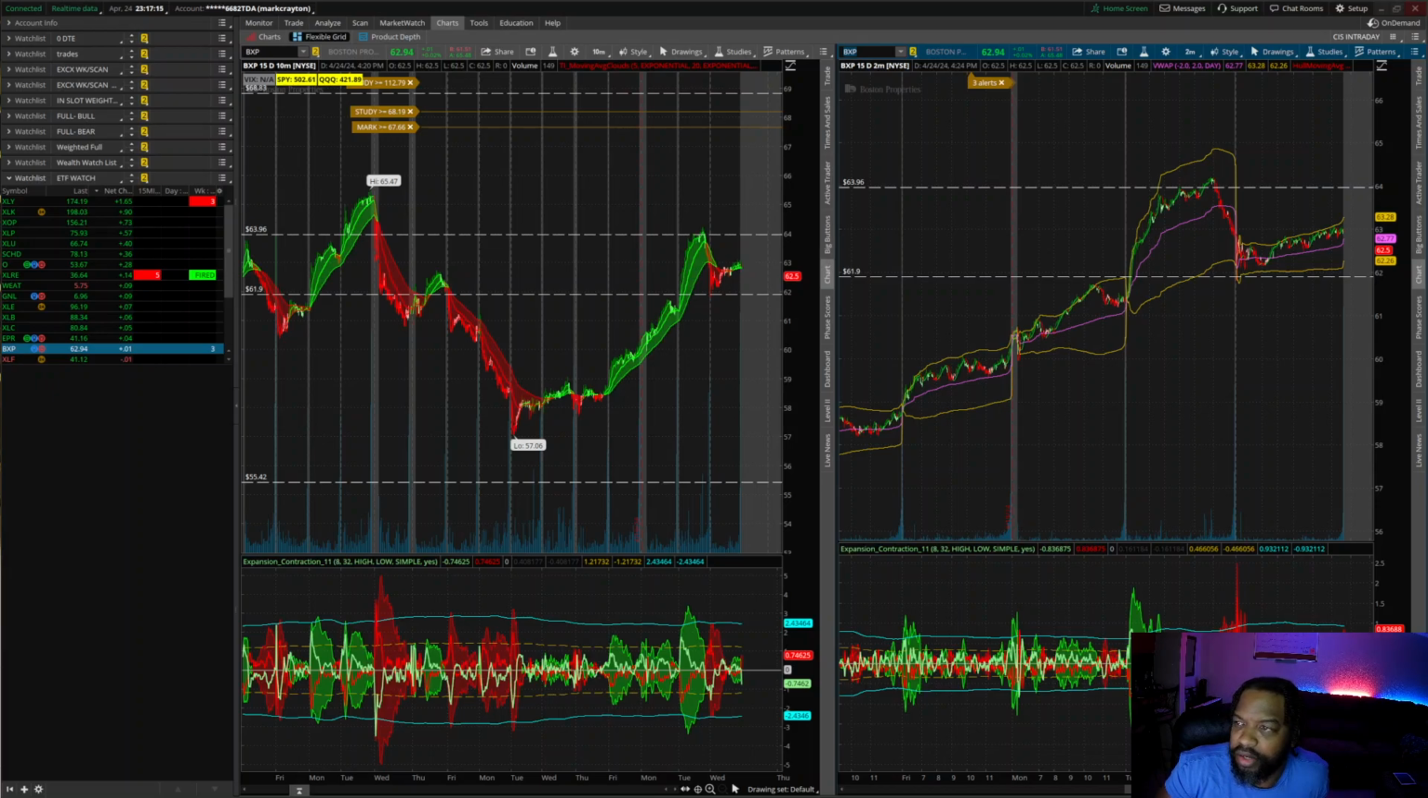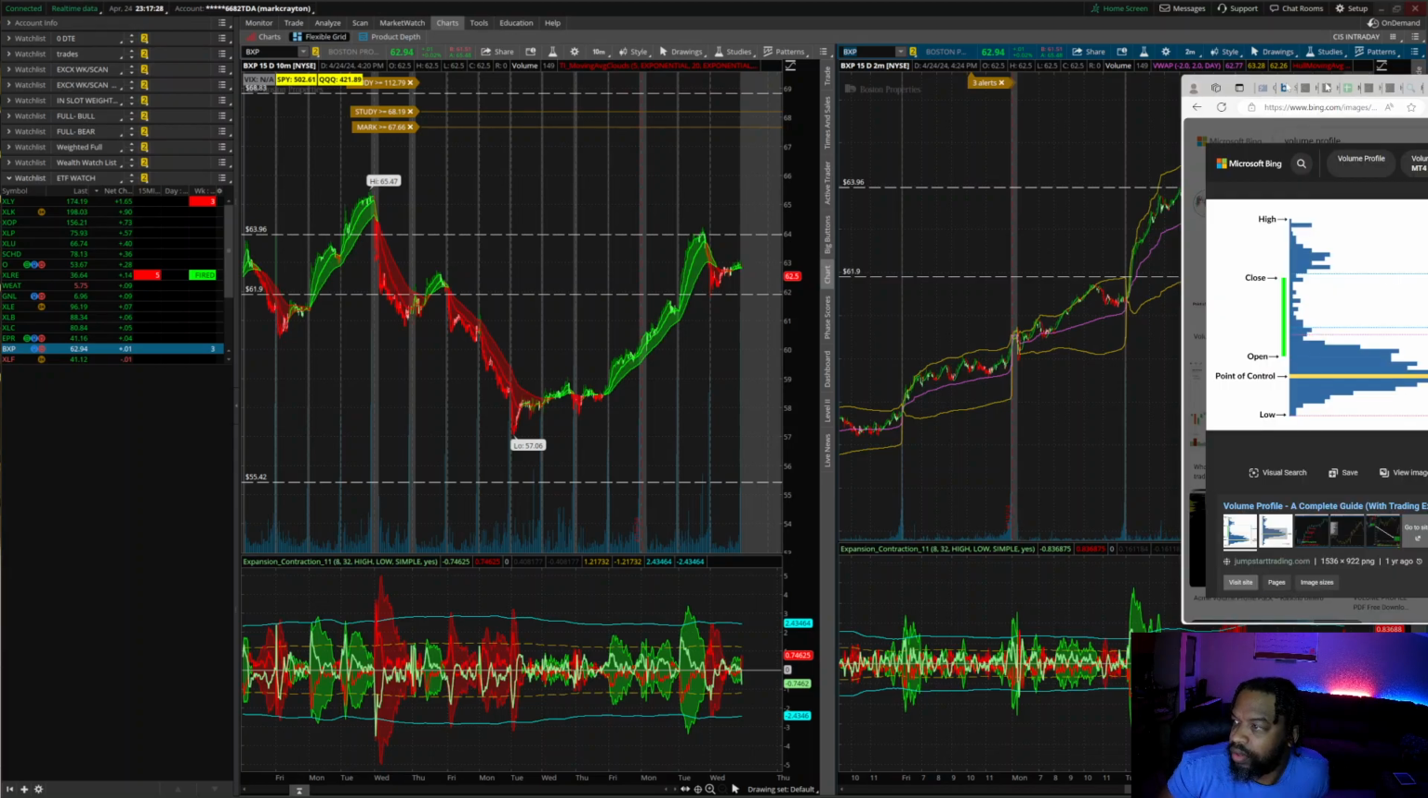Of course, it's not wanting to give me that for free. Go to images. See if we can pull up a volume profile. Yes. Cool. All right. This is decent.